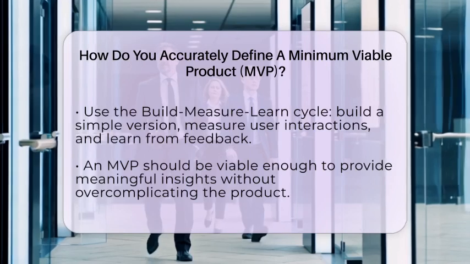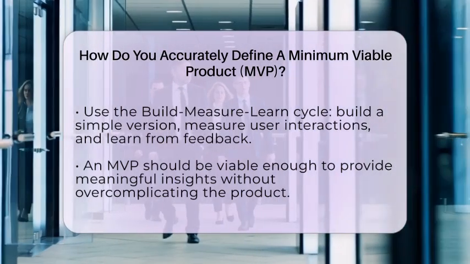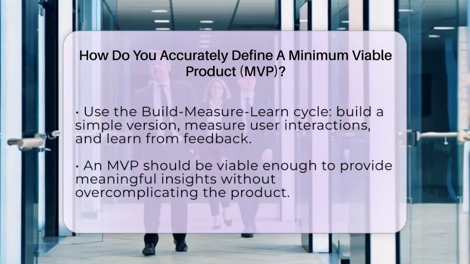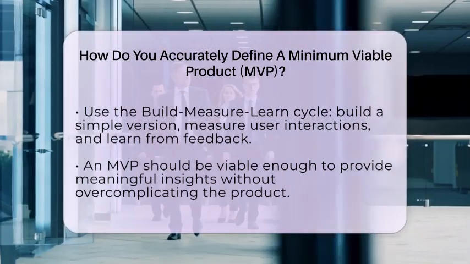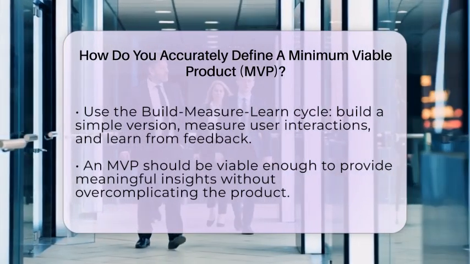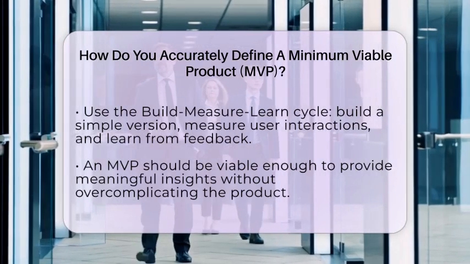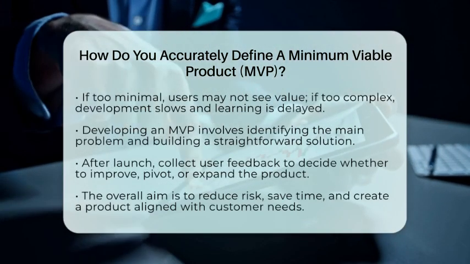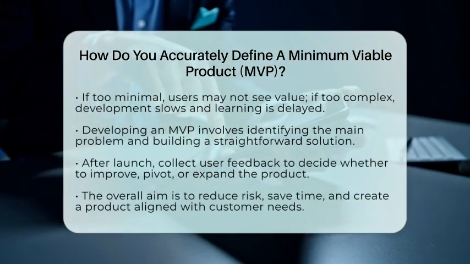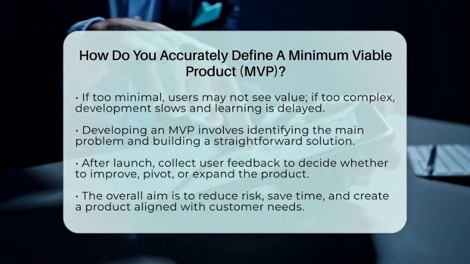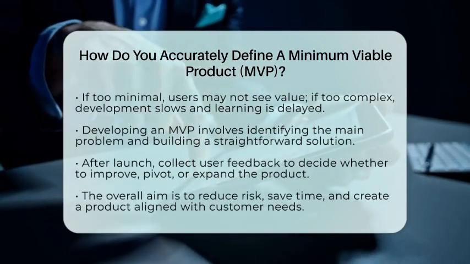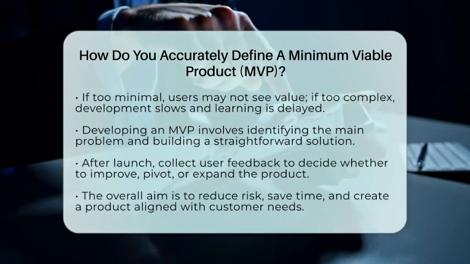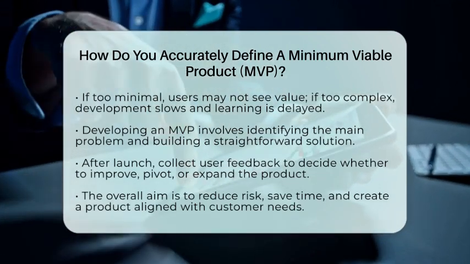In practical terms, developing an MVP means identifying the main problem your product solves. Then, build a simple version that addresses that problem directly. For example, a startup making a new meal delivery service might start with a basic website listing a few meal options and a simple checkout process. They don't need to have a full menu, multiple delivery options, or fancy branding at first.